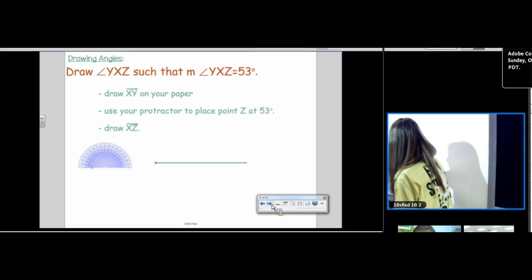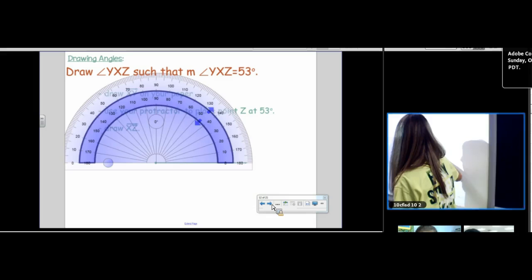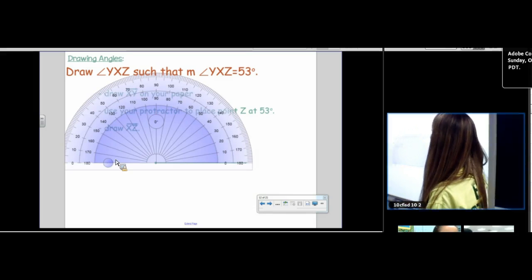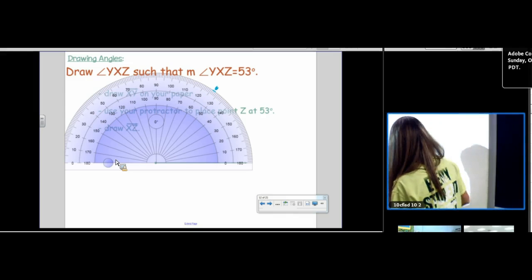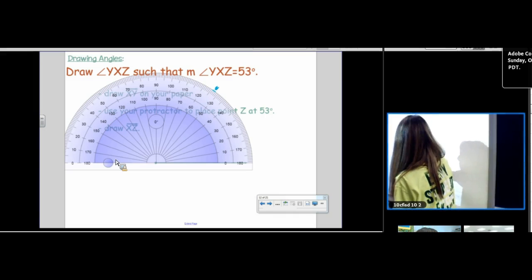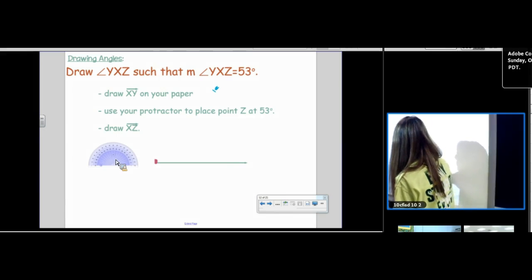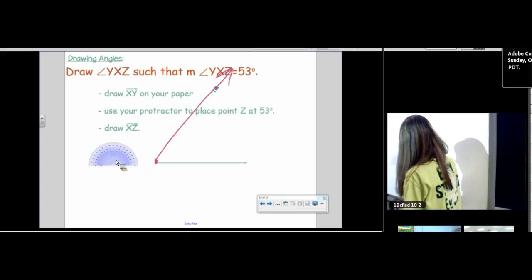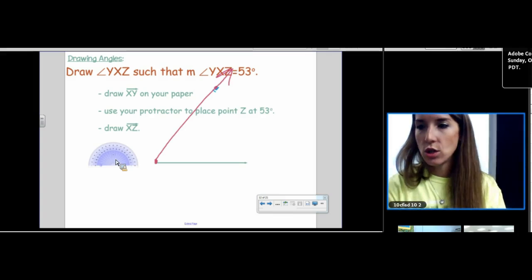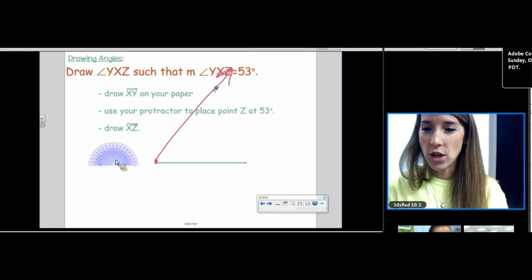Draw a ray on your paper. Get your protractor out. Find 53 degrees. 1, 2, 3. Put a dot. Ooh, my dot's not working. Put a dot there. Then you can move your protractor out of the way. And with a ruler, not with a straight edge, not by freehand, with a ruler, connect the end point to the little dot that you made at the 53-degree symbol. This is just in your notes.